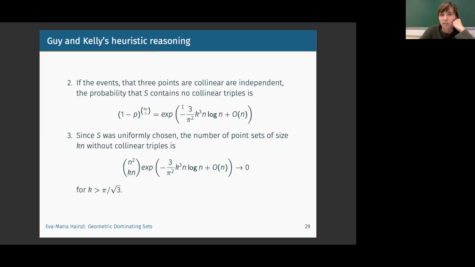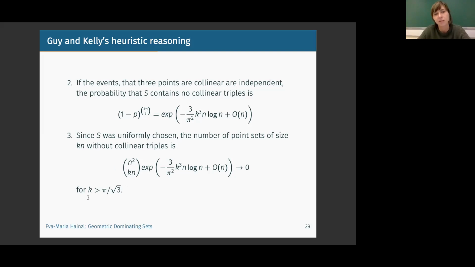Or you can also write it like this with this error term. Now, since S was uniformly chosen, if you do not know how the uniform distribution works, it's just lucky outcomes divided by possible outcomes. So in this case, the probability should be the number of point sets of size kn without collinear triples divided by the number of point sets of size kn. And if we multiply this probability with the number of point sets of size kn, this should be the number of point sets of size kn without collinear triples.